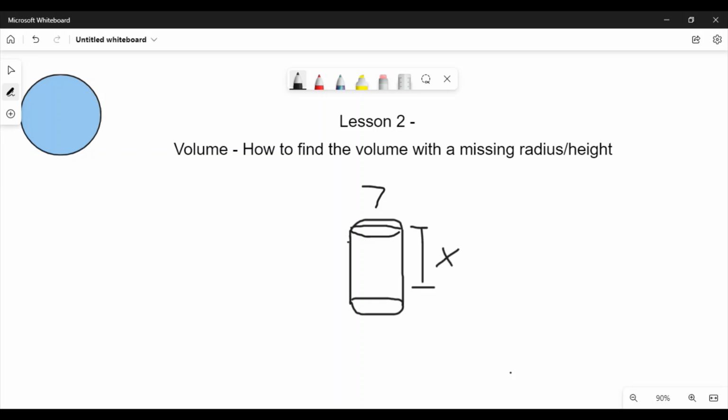So we have to find the radius first, but before we do that, I will be writing out the equation. So the formula is base times height, and the base for the cylinder is a circle. So it would be pi times r squared, and then times the h.